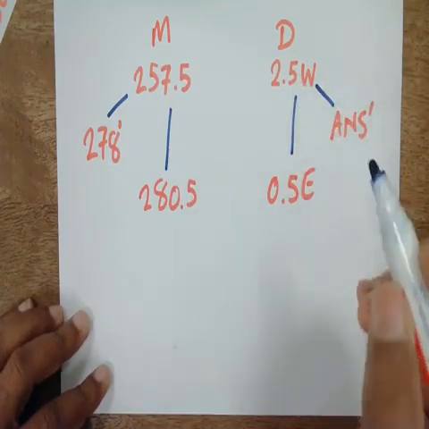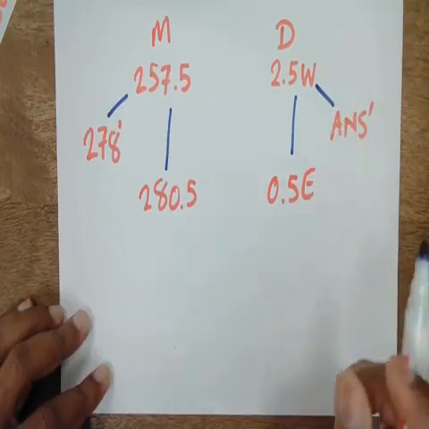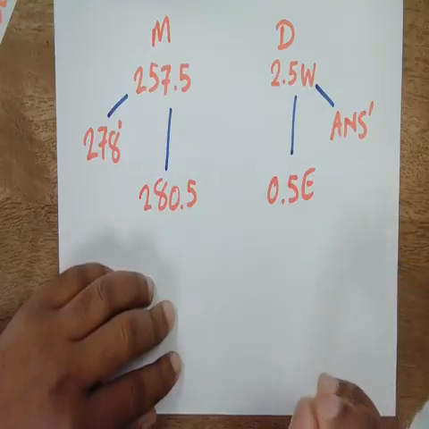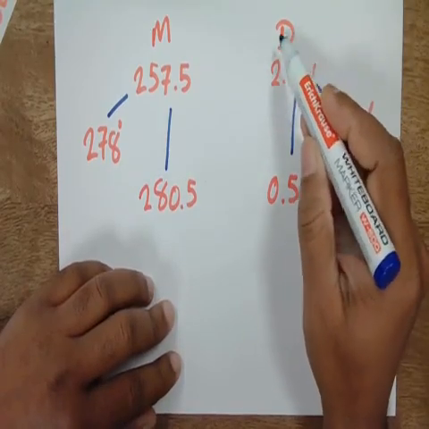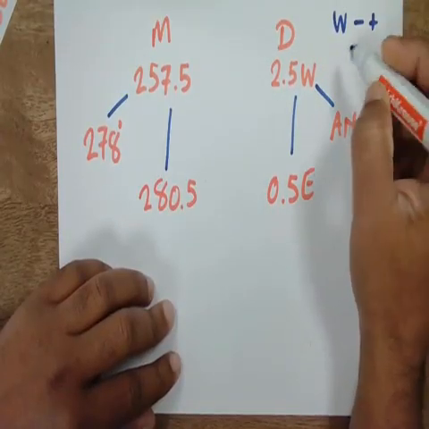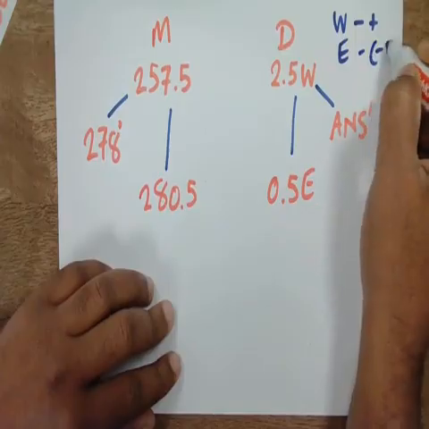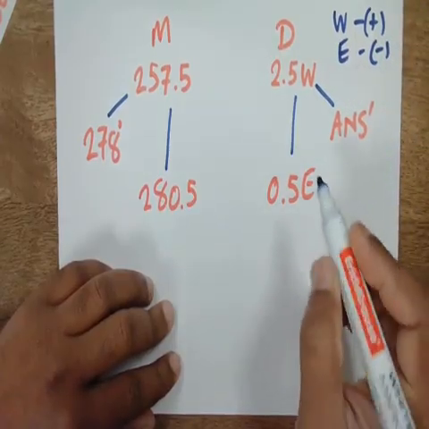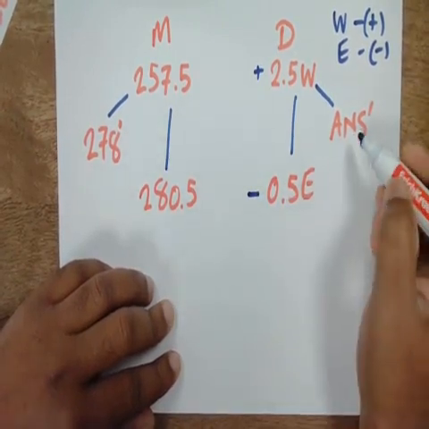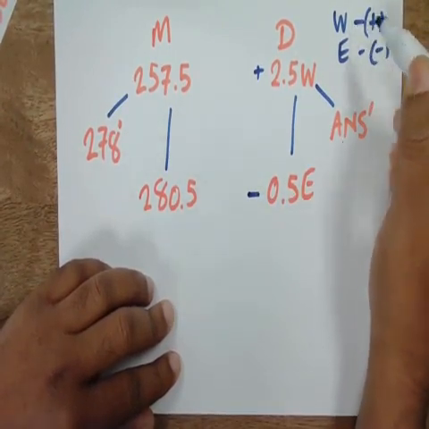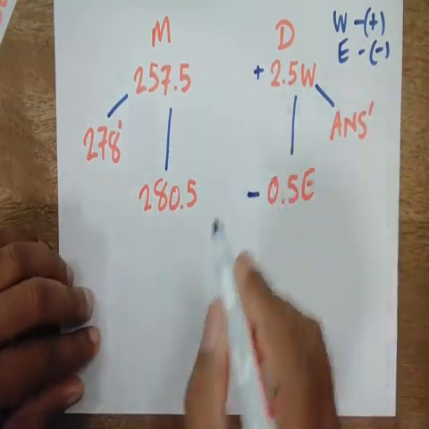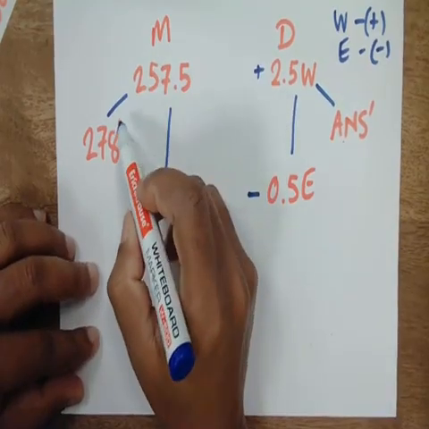But in order to do that, we are going to put a sign in between the deviation. So let's assume that west is plus and east as minus. Okay, so I will put plus here and I will put east as minus. If the answer comes plus, that means the answer is going to be west. If the answer comes minus, that means the answer is going to be east. So let's do the interpolation.